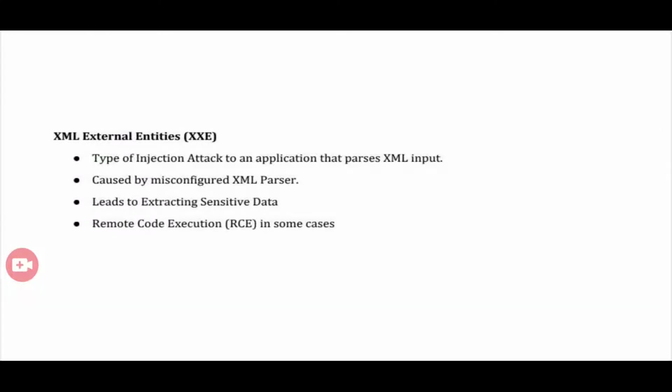Next we have XML External Entities, that is XXE. It is also a type of injection attack on an application that passes XML input. Actually, we can use an XML parser, a misconfigured parser, that leads to attacks, or that leads to extracting sensitive information or data. So remote code execution, RCE, is a type of XML external entity injection mechanism.